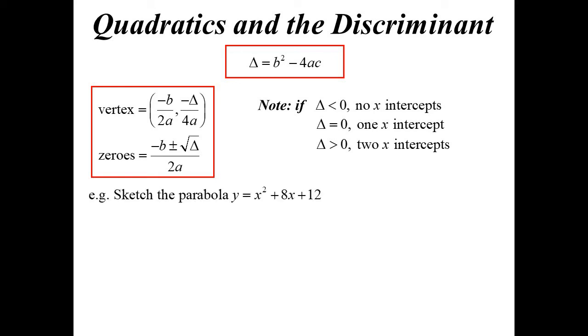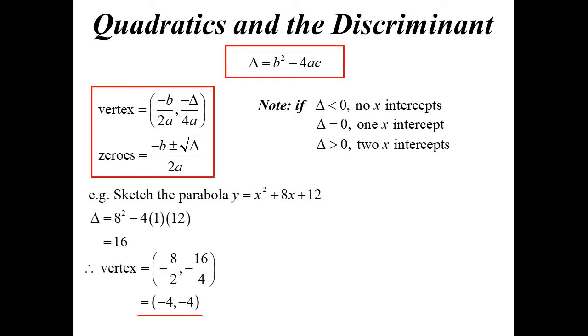Let's go back to that same parabola again and how I would use this idea. So y equals x squared plus 8x plus 12. I'll work out the discriminant, so b squared minus 4ac. In this case, it's 16. So straight away now I know the vertex: minus b on 2a gets me minus 8 on 2, and then the y value, minus the discriminant on 4a, gives me minus 16 on 4. And there's my answer: minus 4, minus 4.